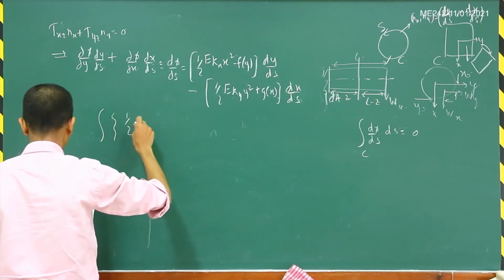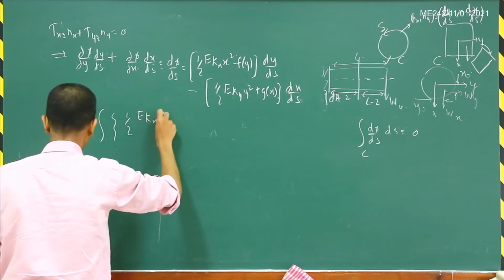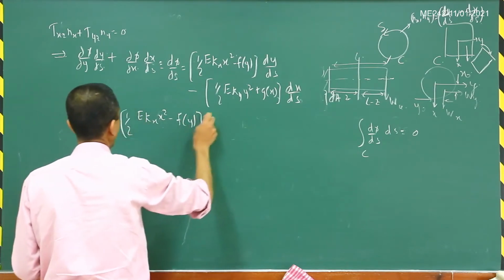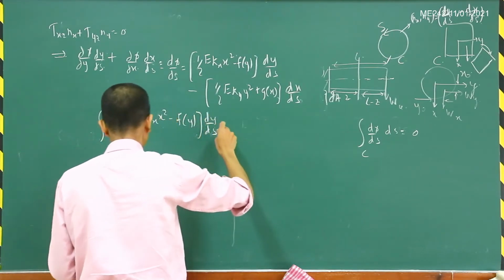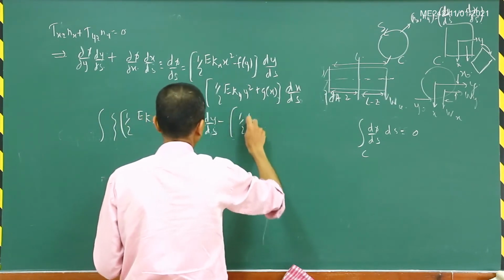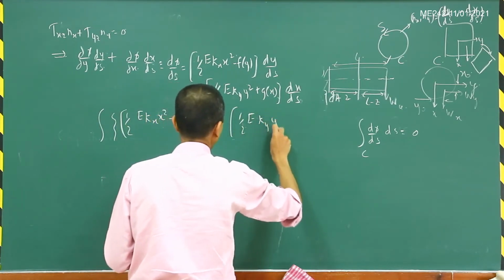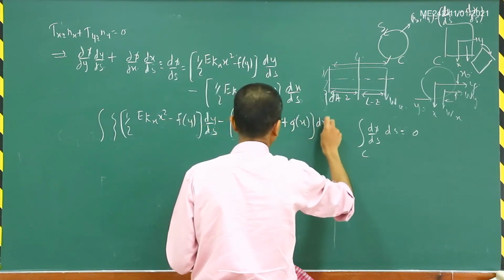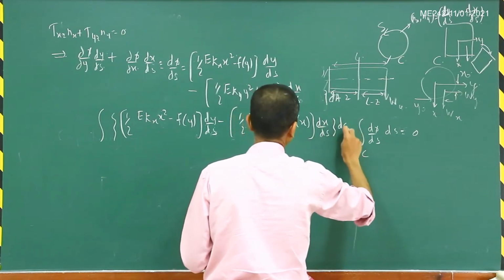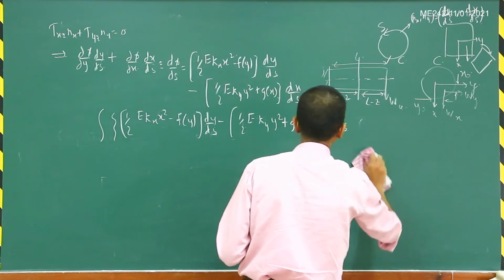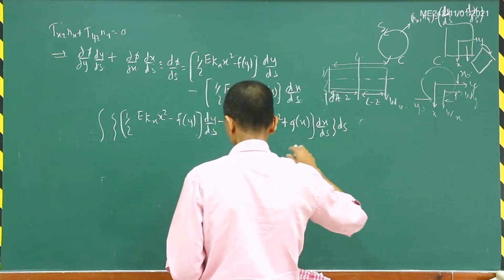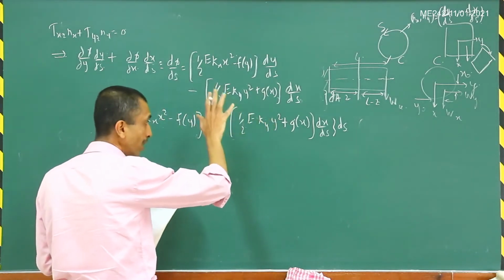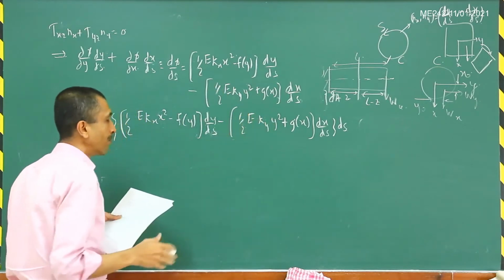So we get half of E κx times (x² − f(y)) times dy/ds, minus half of E κy times (y² + g(x)) times dx/ds, the whole thing times ds. Okay, so this is now your integral of dφ/ds, and we want to show that this is 0. If it is 0, then the problem is well posed.